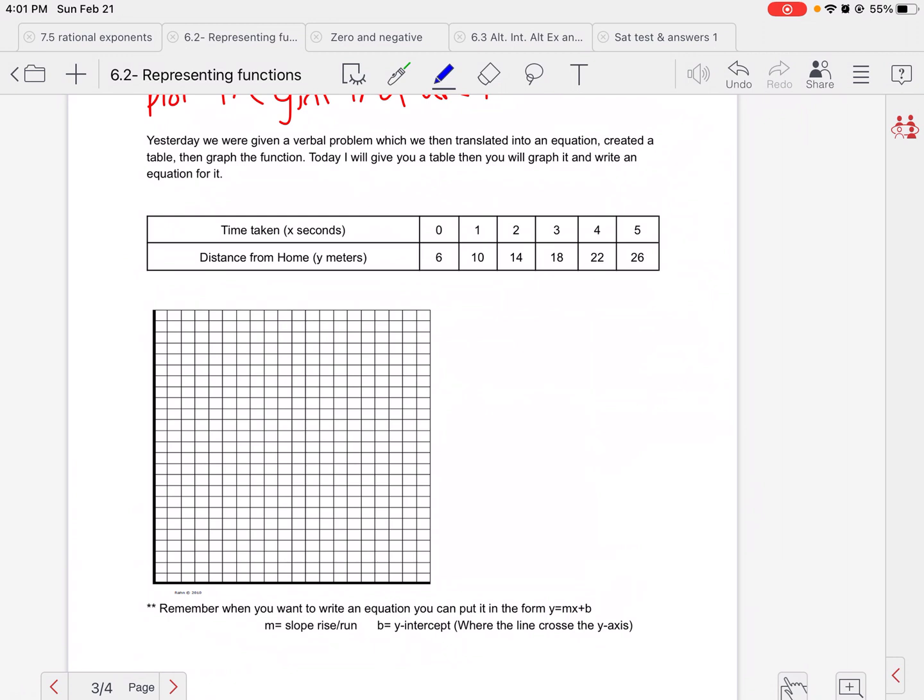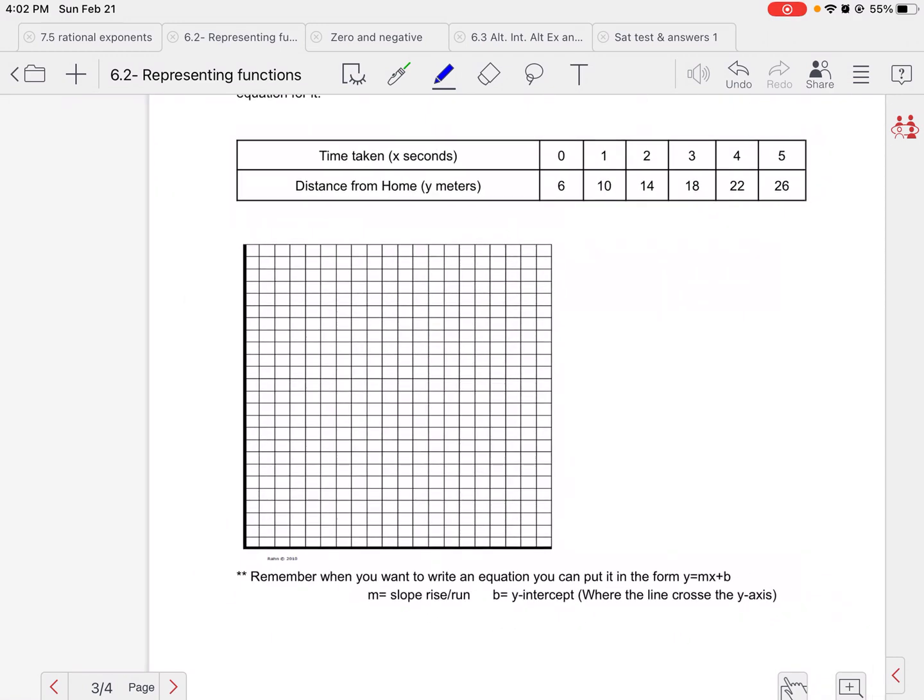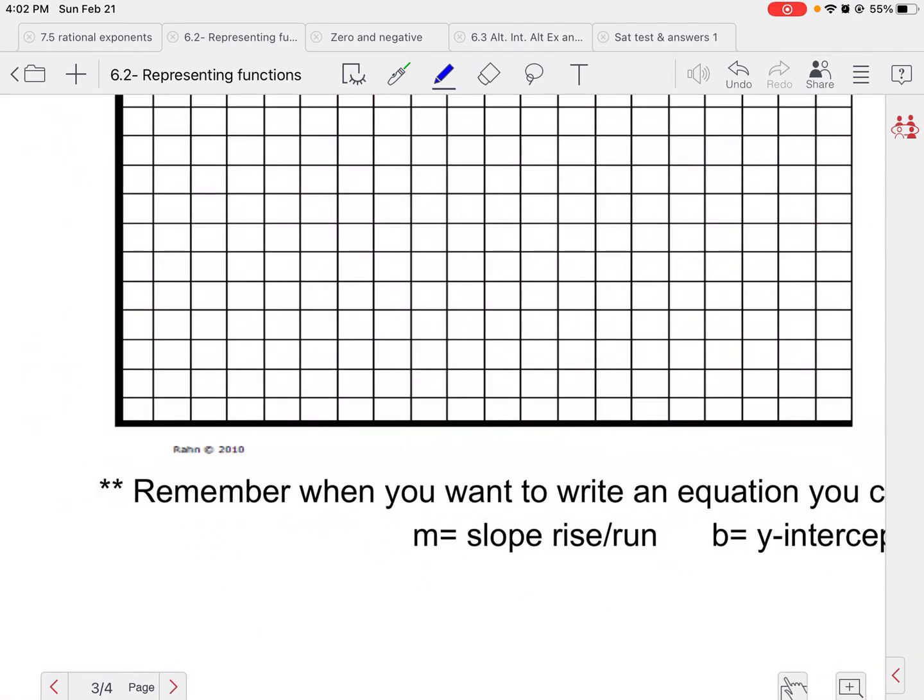So we have time taken, seconds, and distance from home. At 0 seconds, you're 6 meters from home. They must have started their count then. At 1 second, you're 10 meters from home, and so on. So we're going to go ahead and we have 0, 1, 2, 3, 4, 5. Again, I'm going to count this by 2 blocks: 1, 2, 3, 4, 5, 6.